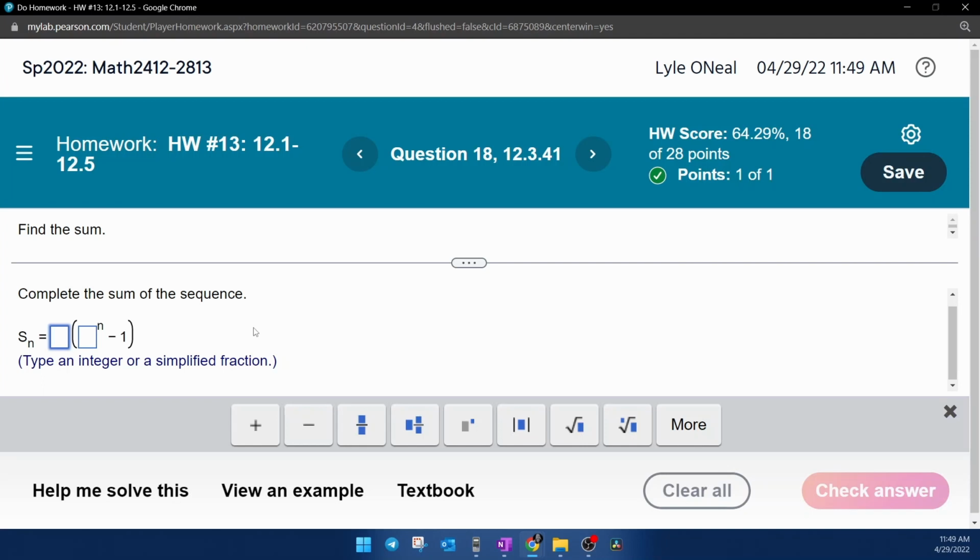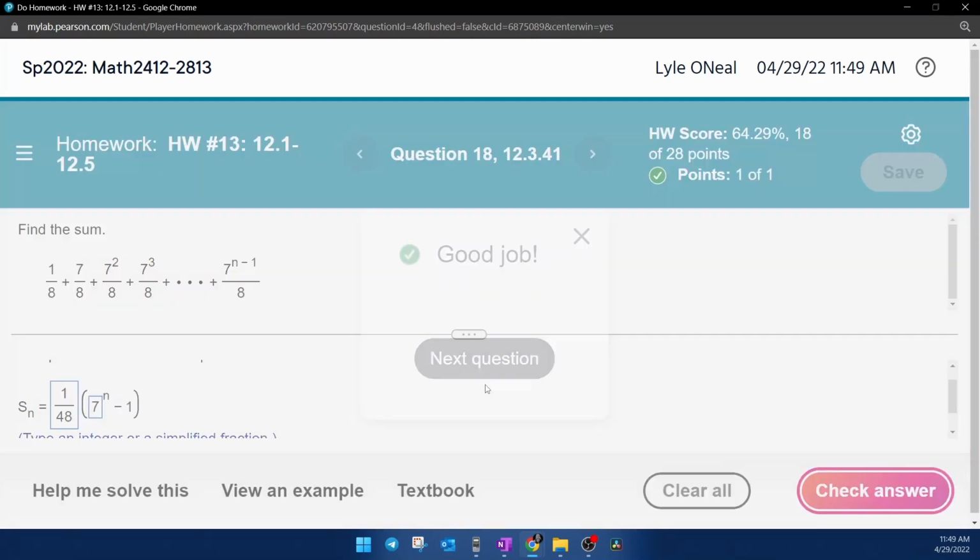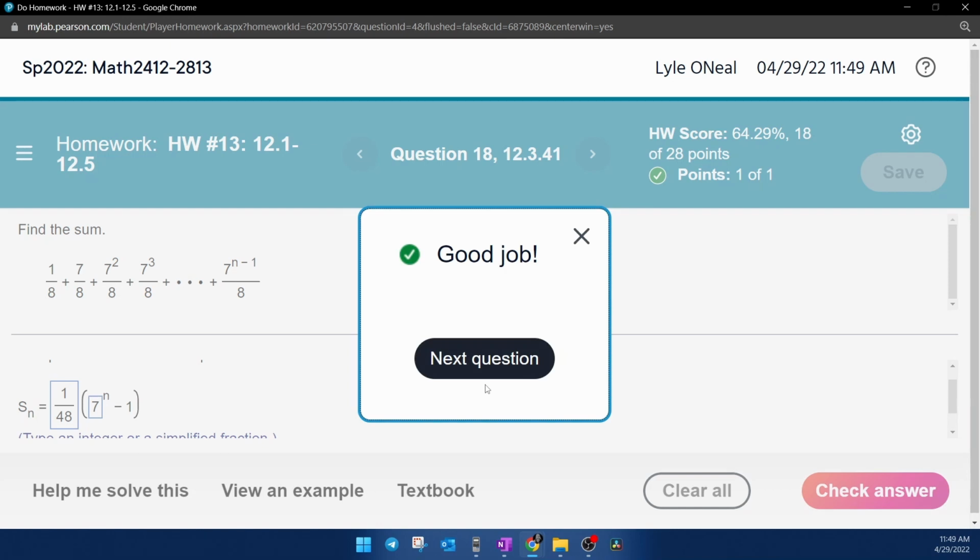All right, here we go. Into our MyLab Math, the coefficient was 1 over 48, and the value of r was 7. And that's going to do it for that problem.